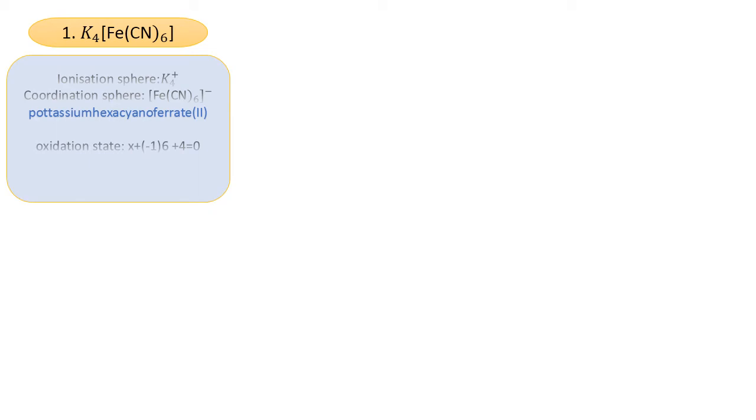Now, how to find the oxidation state? Taking iron as X plus -1 into 6, -1 because the charge of the ligand, that is cyano, is -1. Since there are 6 ligands, we are multiplying -1 into 6, plus 4 because the charge of potassium here is +4, then is equal to 0. X minus 2 is equal to 0, X is equal to 2.